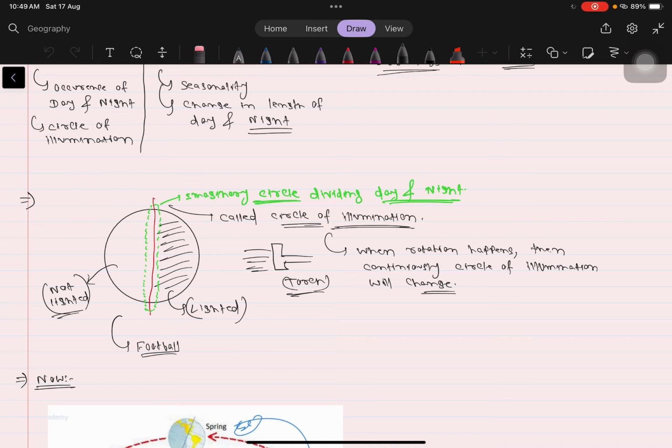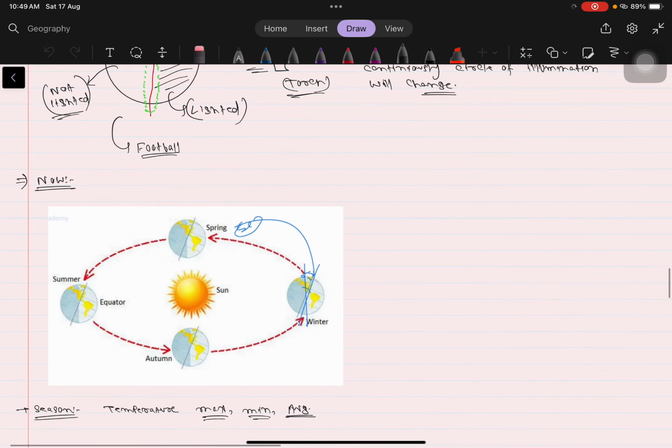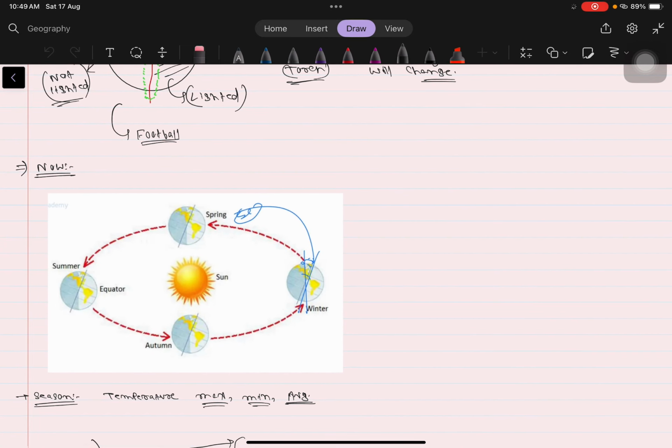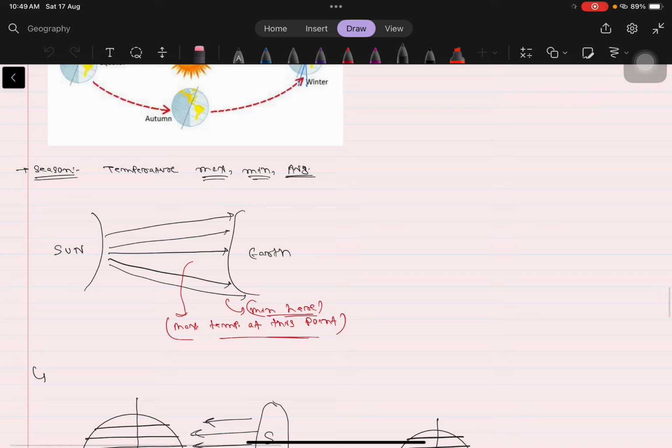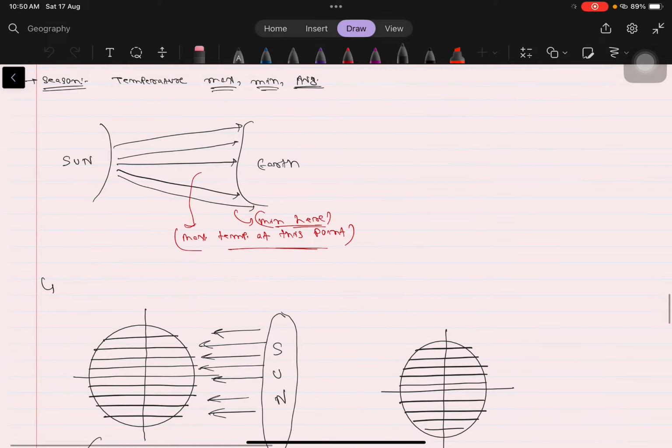Same is the case for the earth, where we consider the torch as the sun and the football as the earth. This is the revolution of the earth around the sun. Now we can say season is the temperature, measured as average, maximum, minimum, etc. Let's say this is the sun, this is the earth. Sunlight will fall on the earth, so the part of the earth very near to the sun will get the maximum temperature, and the part very far from the sun will get the minimum temperature.